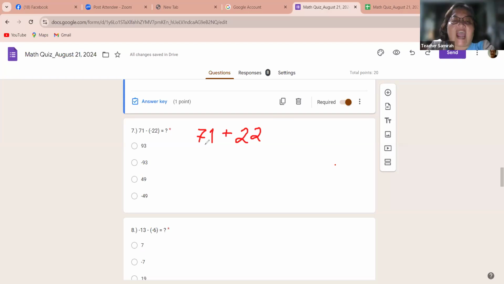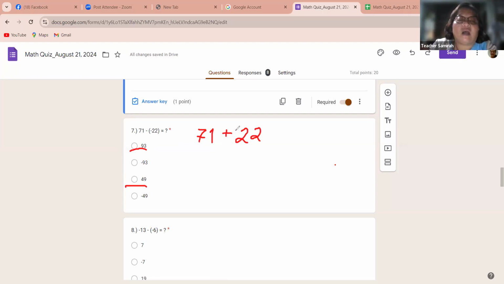Is it 93, negative 93, 49, or negative 49? What will be our answer? Take note, we are going to add two positive sign integers. So what will be the positive answer? The possible answers will be positive 93 and positive 49.